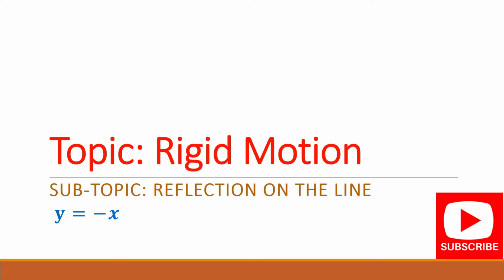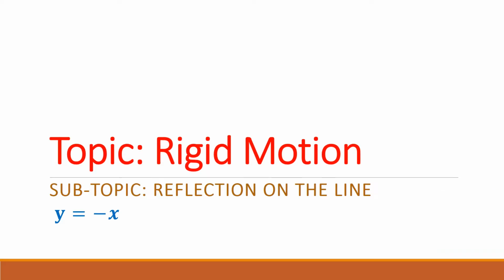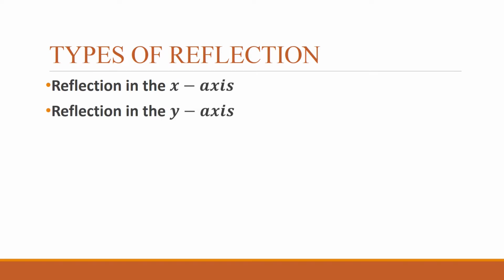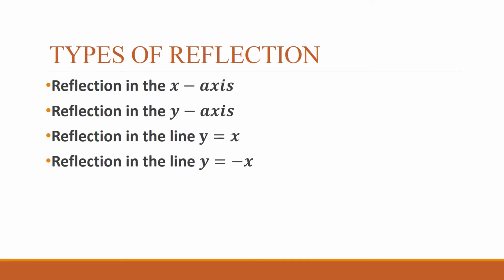Today we are continuing our discussion on rigid motion, and our subtopic for discussion is reflection on the line y equals negative x. Now, what are the types of reflection? Already in our previous lessons, we looked at reflection in the x-axis. We also looked at reflection in the y-axis, reflection in the line y equals x, and today we are looking at reflection in the line y equals negative x.